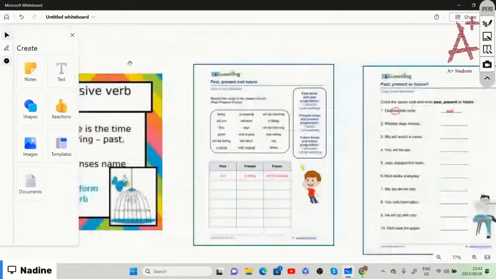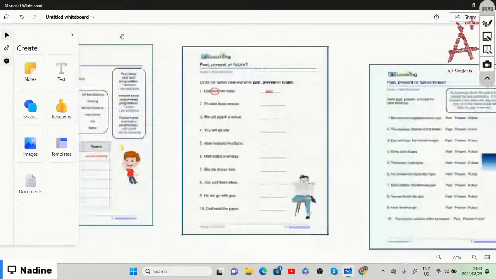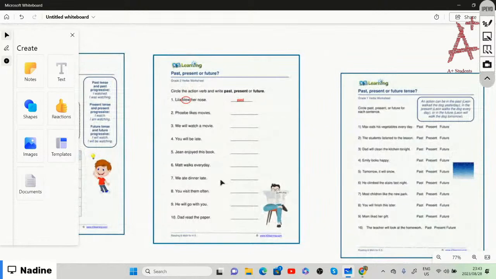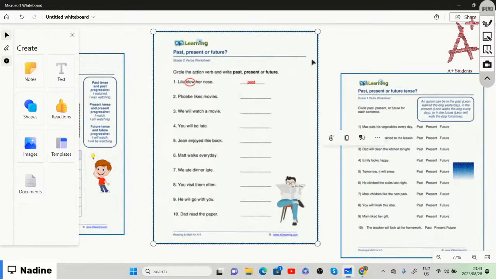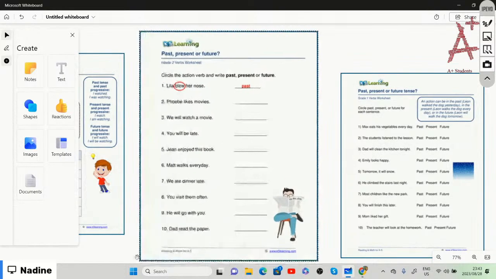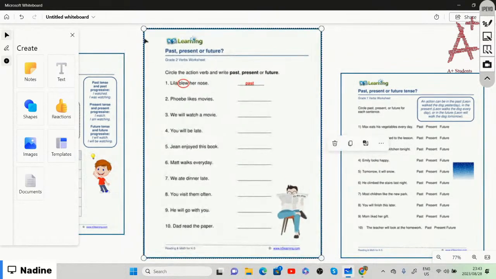All right. So now we're going to do an activity. It says we need to circle the action verb and write whether it is past, present, or future, right? So the first one is done for us. Lila blew her nose, right? So the verb blew shows the past tense. Blew, for blow, is past tense.